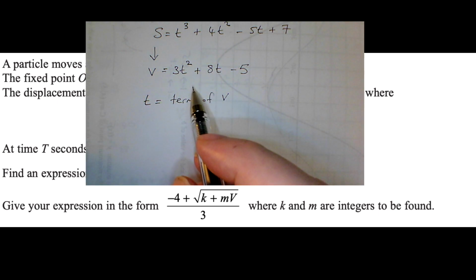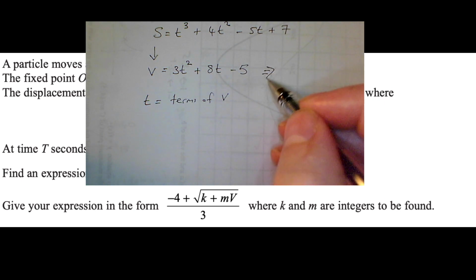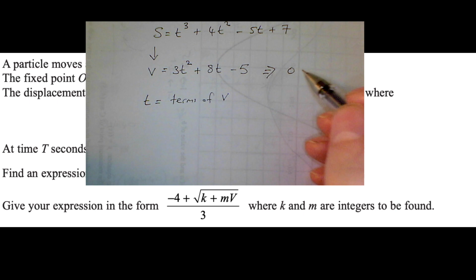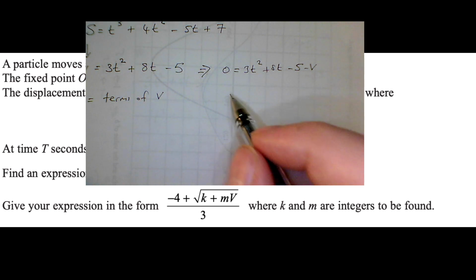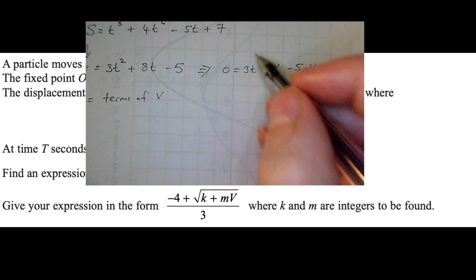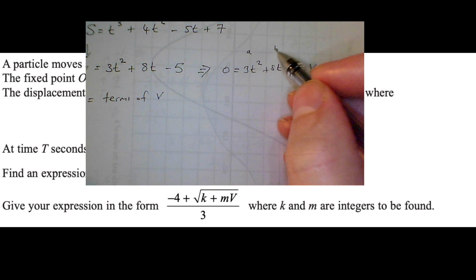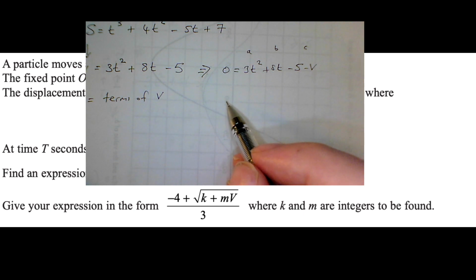But the question wants t as the subject. So I can see it's like a sort of quadratic equation, but to use the quadratic formula I have to have it equal to 0. So if I take a v from both sides, I can rewrite the question as 0 is equal to 3t squared plus 8t minus 5 minus v. Now it's in quadratic format and I can go ahead and use the quadratic formula. My a value is 3, my b value is 8, and my c value is minus 5 minus v.